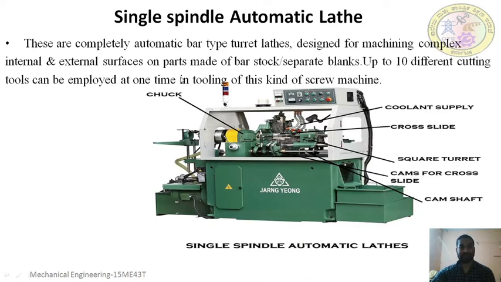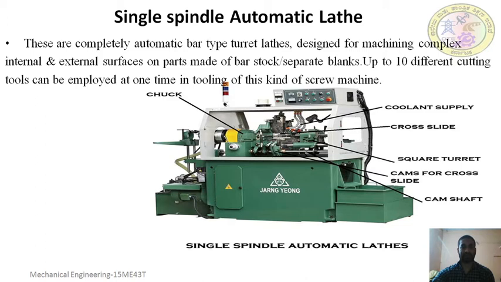Next is the single spindle automatic lathe. You can see in the figure this is a single spindle automatic lathe. These are completely automatic bar type turret lathes, designed for machining complex internal and external surfaces on parts made from bar stock and separate blanks.